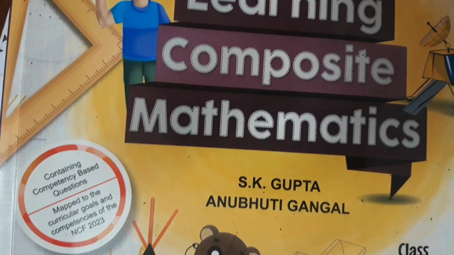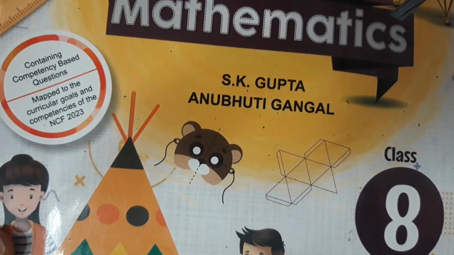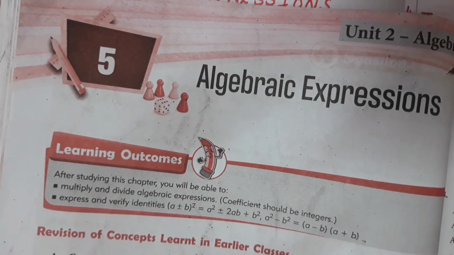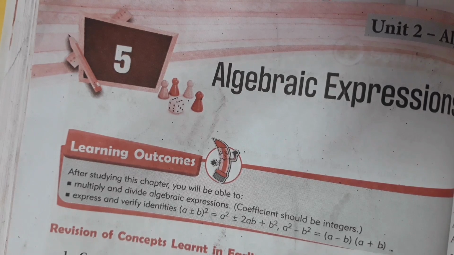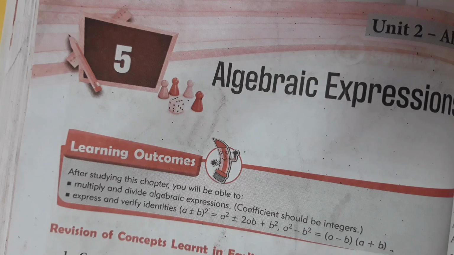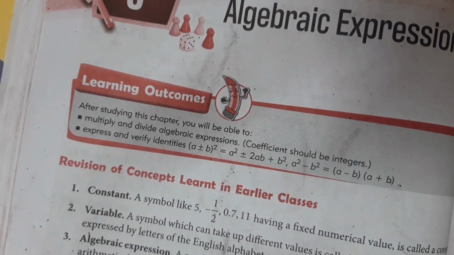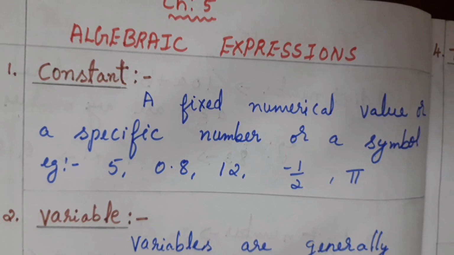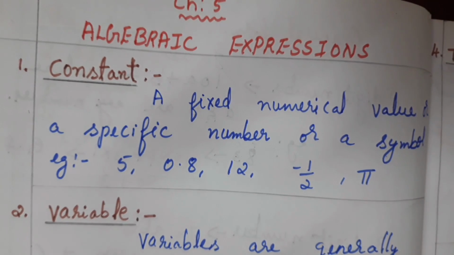Hello children, this is New Learning Composite Mathematics Class 8, algebraical expression. Algebraical expressions is a very important chapter and this is the main basics you are studying here. Very important: how to solve the equation and the variables. Many things you'll learn from this chapter, children. Here I have written the main things in a simple way.